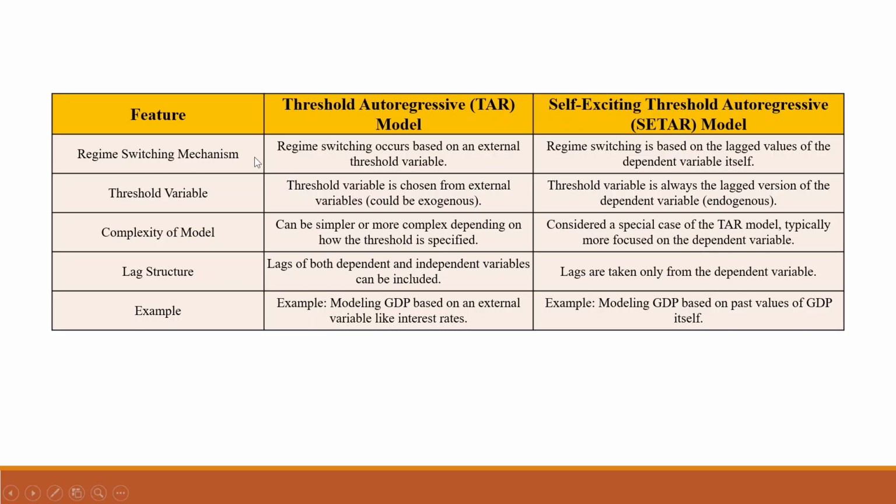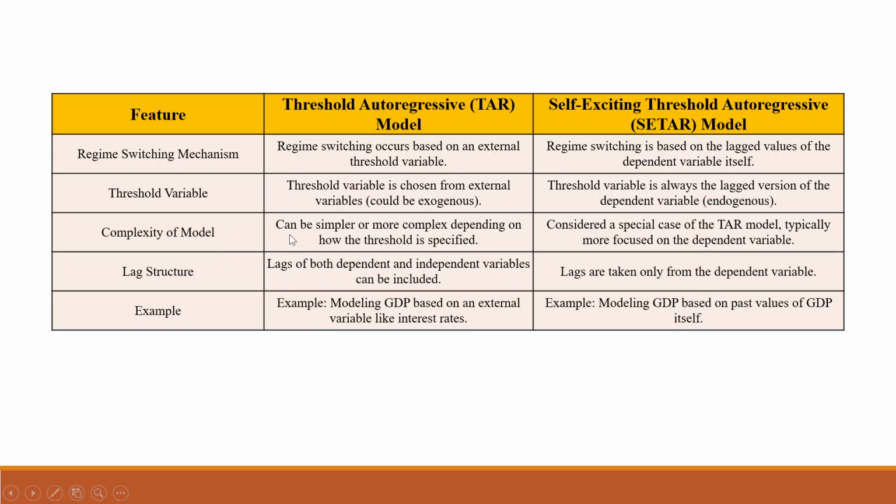Regime switching mechanism. In TAR, regime switching occurs based on an external threshold variable. In case of SETAR, regime switching is based on the lagged values of the dependent variable itself. Just remember, here we are taking the lagged value of the dependent variable. Threshold variable. In TAR, the threshold variable is chosen from an external variable, could be exogenous. In SETAR, the threshold variable is always the lagged version of the dependent variable, endogenous.